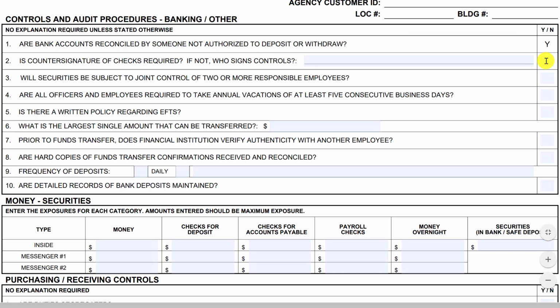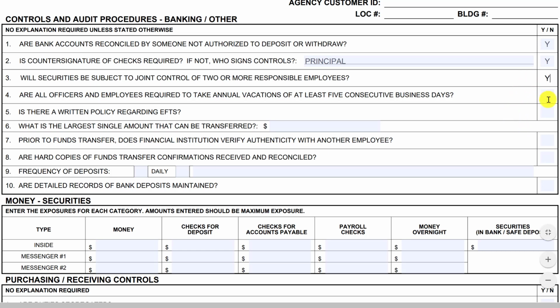Countersignature of checks required. That should be a yes, and a lot of times that's an agency principle. And I'm just rocking the caps lock because time is money. Will securities be subject to joint control? Oh gosh. No. Okay. Actually, yes. Sorry, that should be a yes.